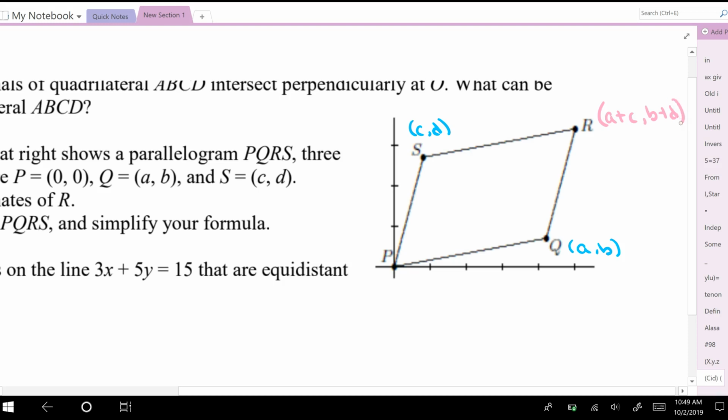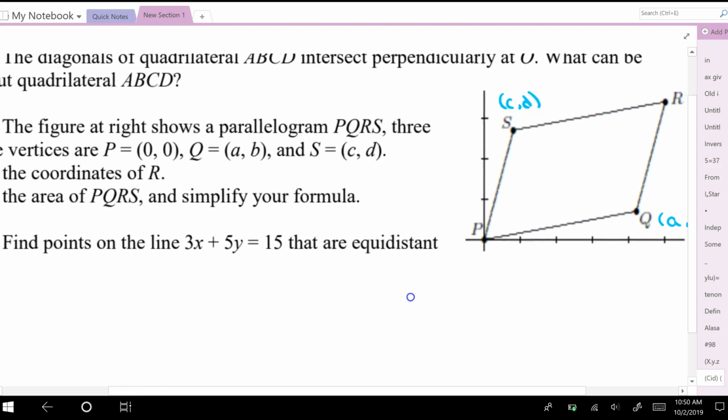Again, because this question is just giving you variables for what these ordered pairs would be, no matter what these numbers a, b, c, and d are, we know that this point R is the result of the x-coordinates added and the y-coordinates added to get the x and y coordinates of the point R. Then we were talking about the area of the parallelogram.